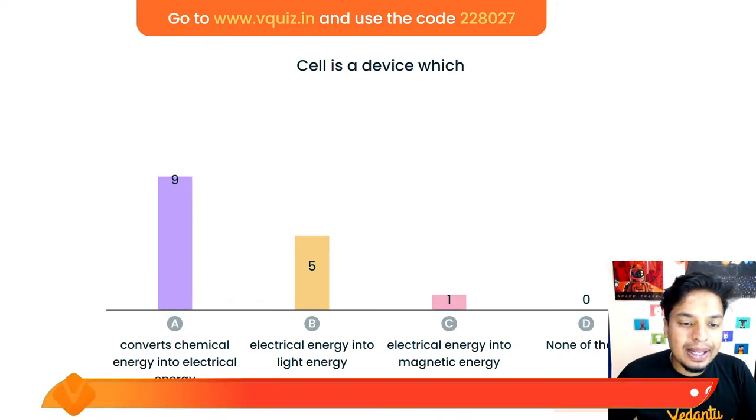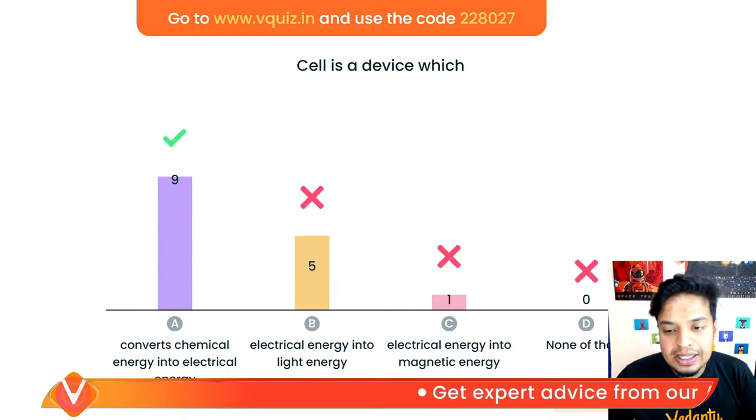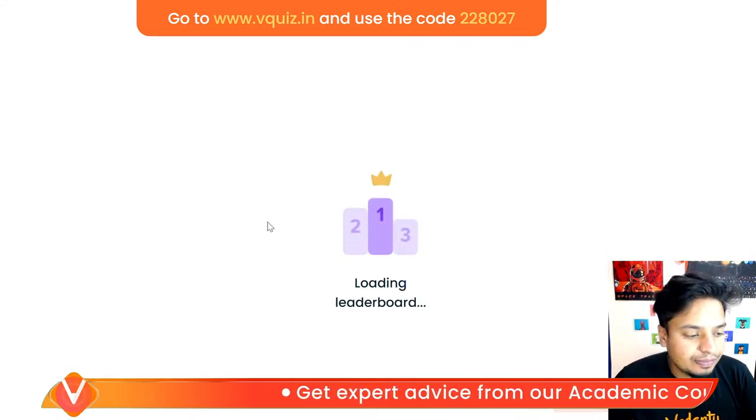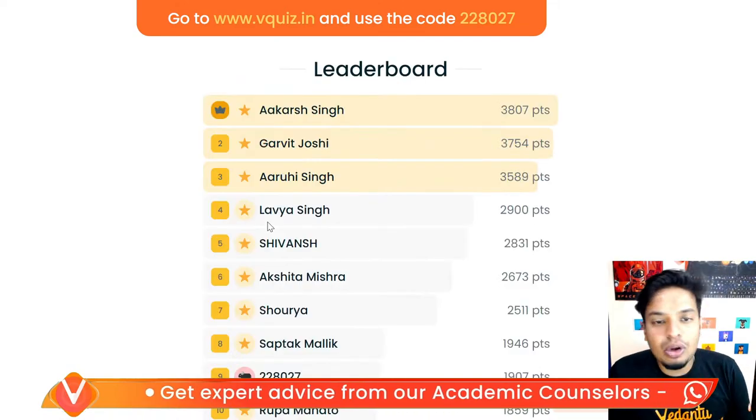Yes, a cell converts chemical energy into electrical energy, guys. Come on. Option A is the right answer. Great job, leaderboard. Misclick, not a problem.